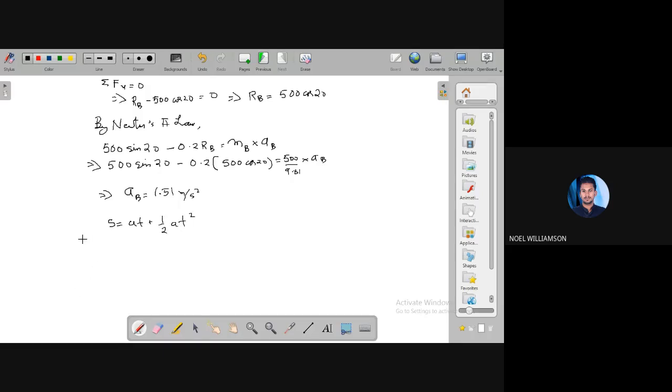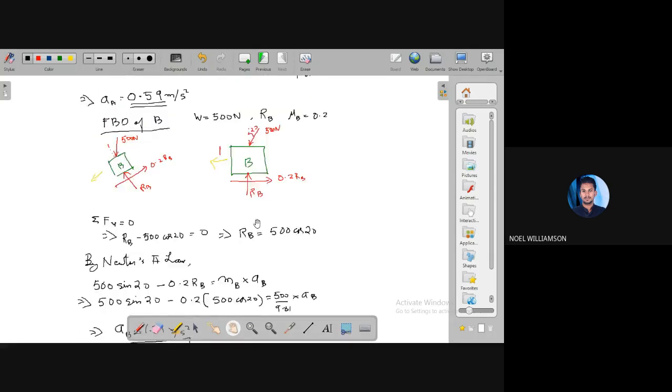Now for block A, while substituting the values, what is the value of s? A is moving a distance x, and the value of u is 0 because it is initially at rest, plus half into a. What is the acceleration for A? 0.59.